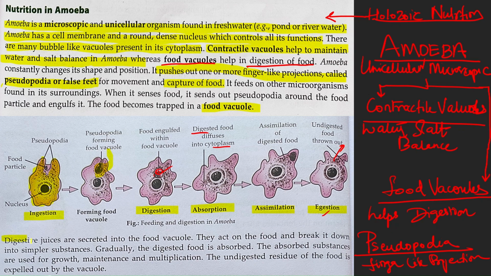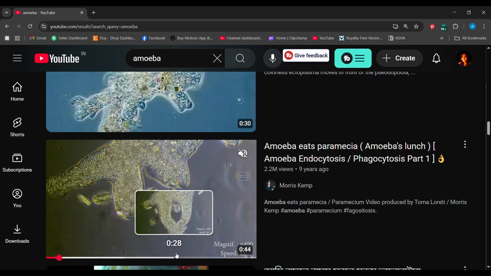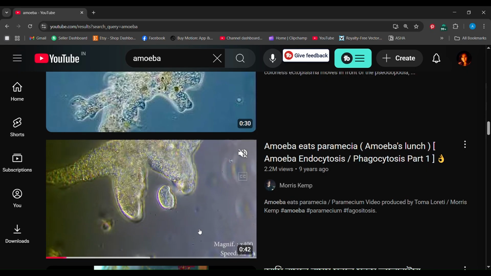Digestive juices are secreted into the food vacuole. They act on the food and break it down into simpler substances. Gradually, the digested food is absorbed. The absorbed substances are used for growth, maintenance, and multiplication. The undigested residue of the food is expelled out through the vacuole. So that is the nutrition in amoeba. Here I have included a clip showing the same.